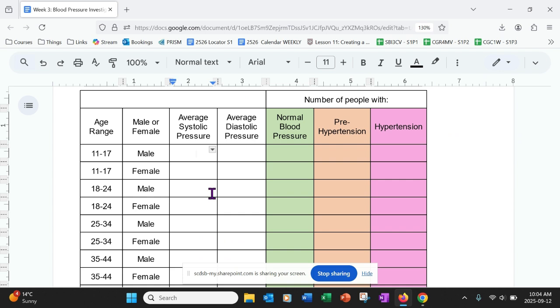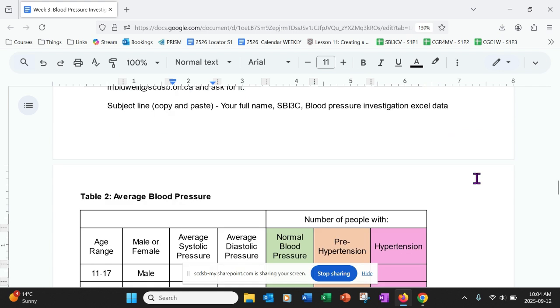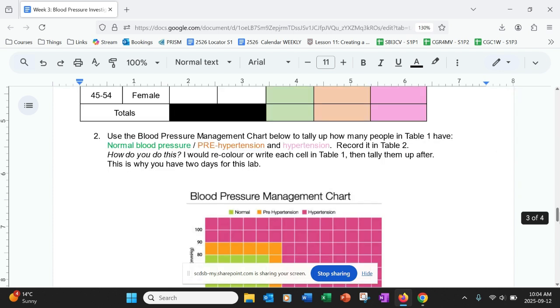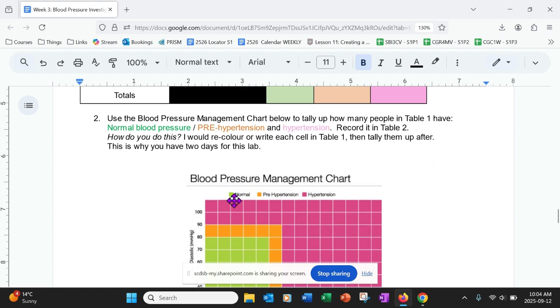All right, so that's what you have to do first. And this is why you have time to do it, because you actually have to manipulate the data. You have to add them all up and divide. So that's why you have time to do it this week. Then the next thing you're going to do is use this chart below.